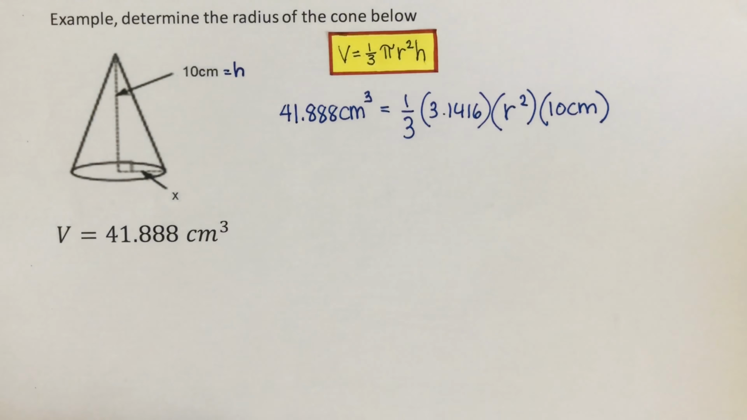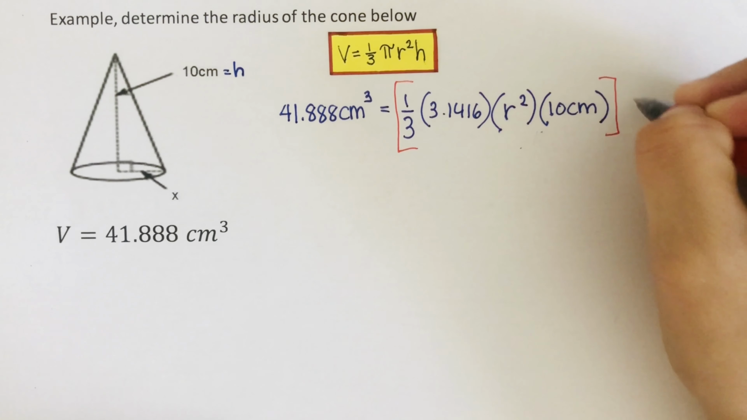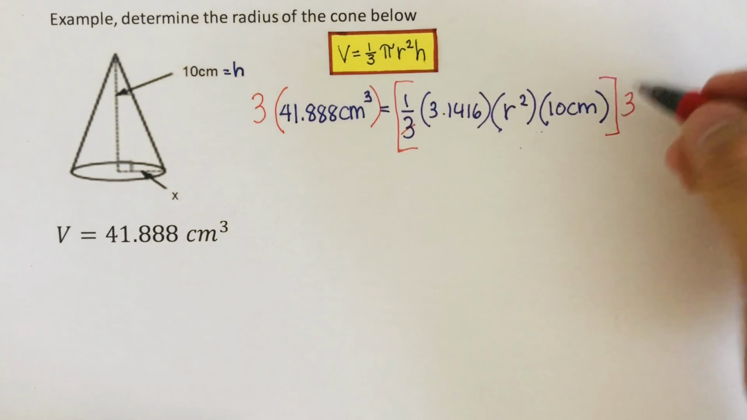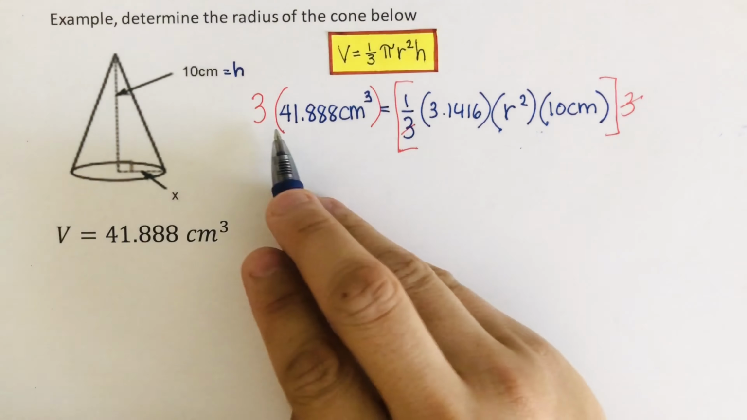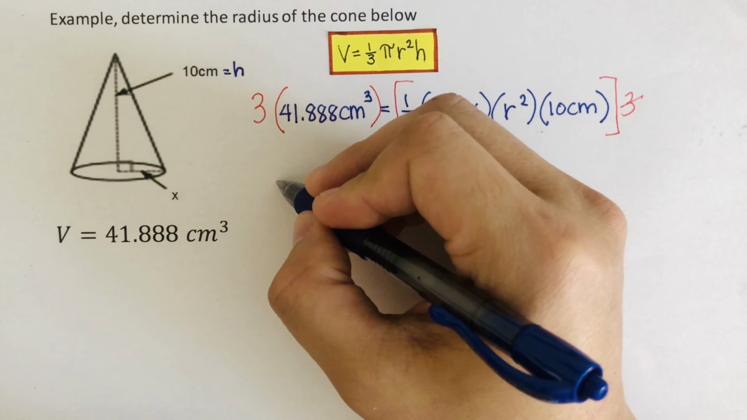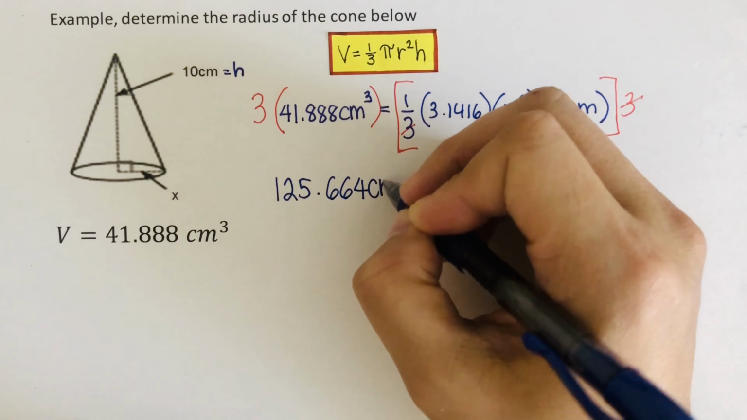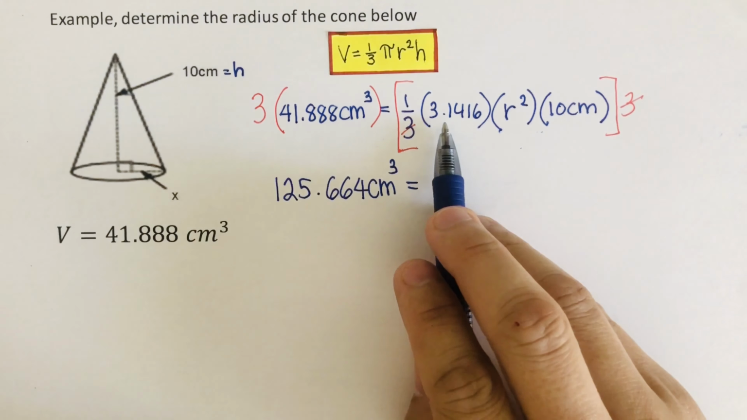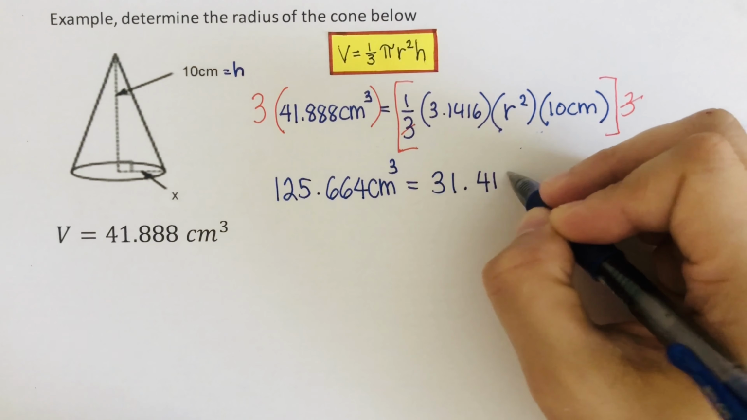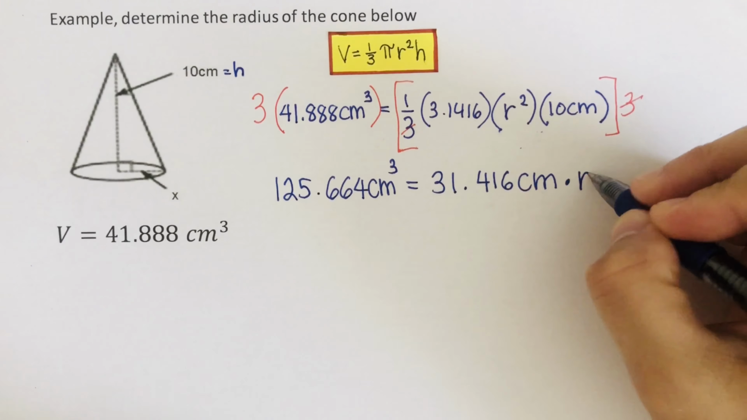And then from here, we are supposed to get rid of the 1/3. We can do that by multiplying both sides by 3. So if we multiply 3 to both sides, we can get rid of the fraction 1/3 here. Okay, so we multiply these 3 times 41.888 centimeters cubed. This would come out 125.664 centimeters cubed is equal to, now multiplying these two together, this would come out 31.416 centimeters. And then we also have r squared, so times r squared.